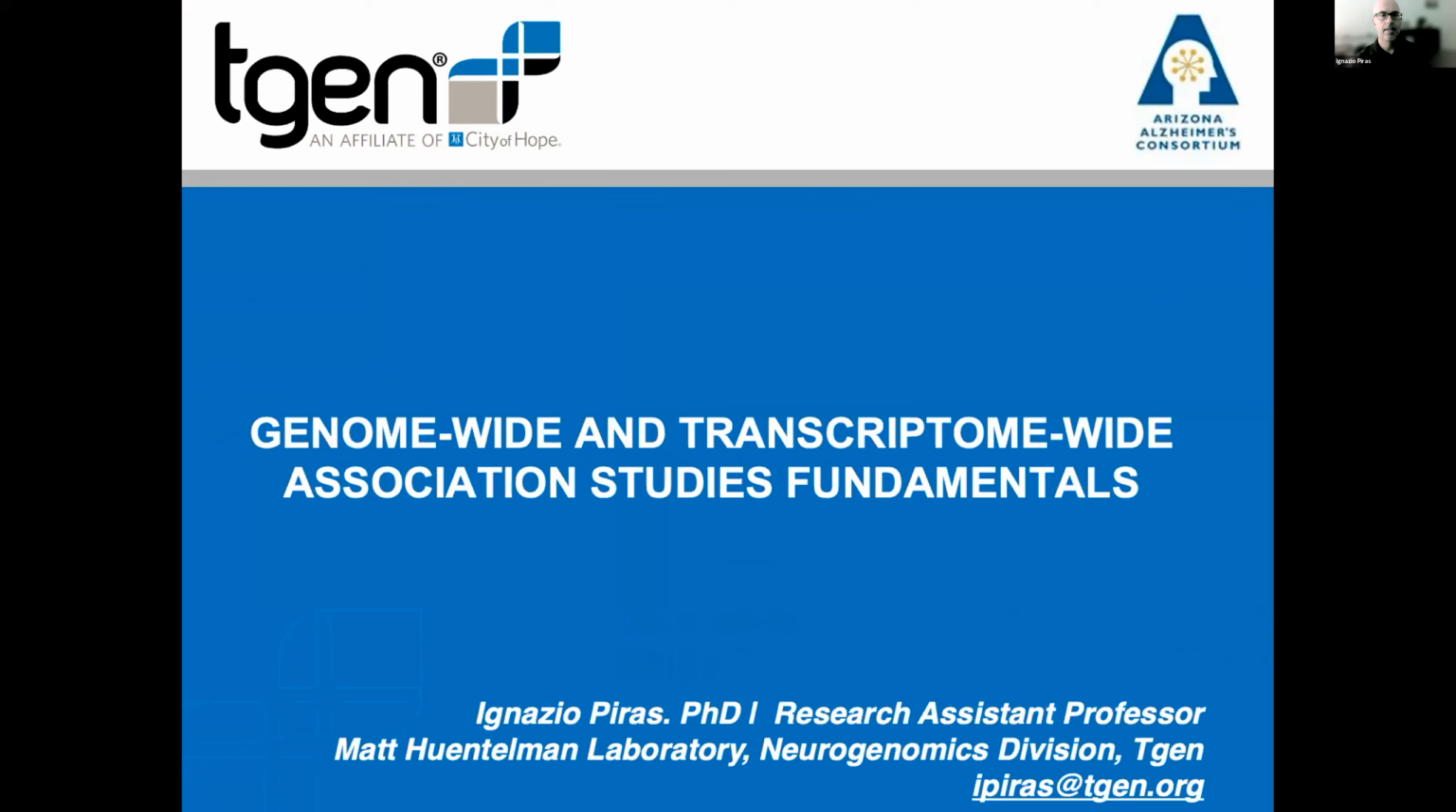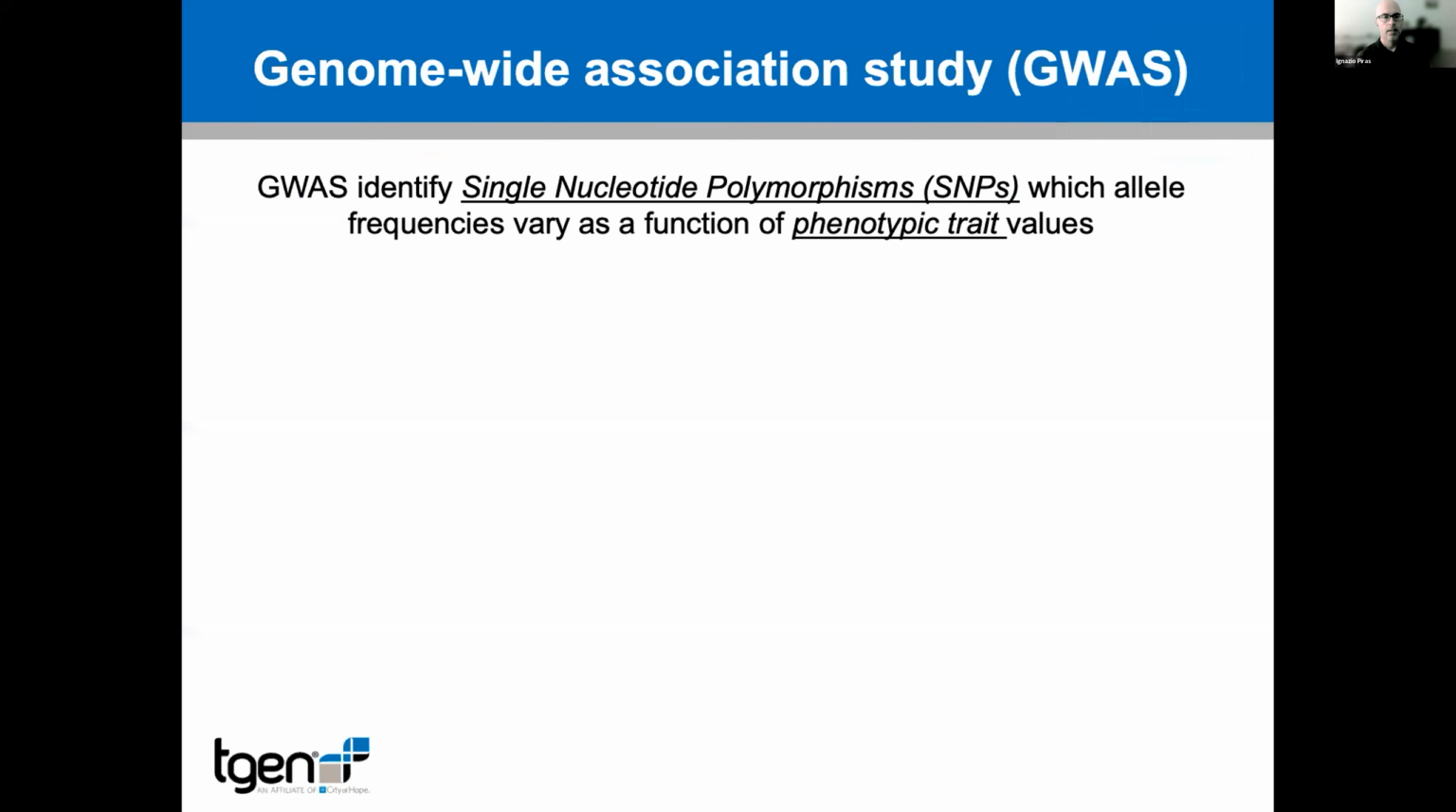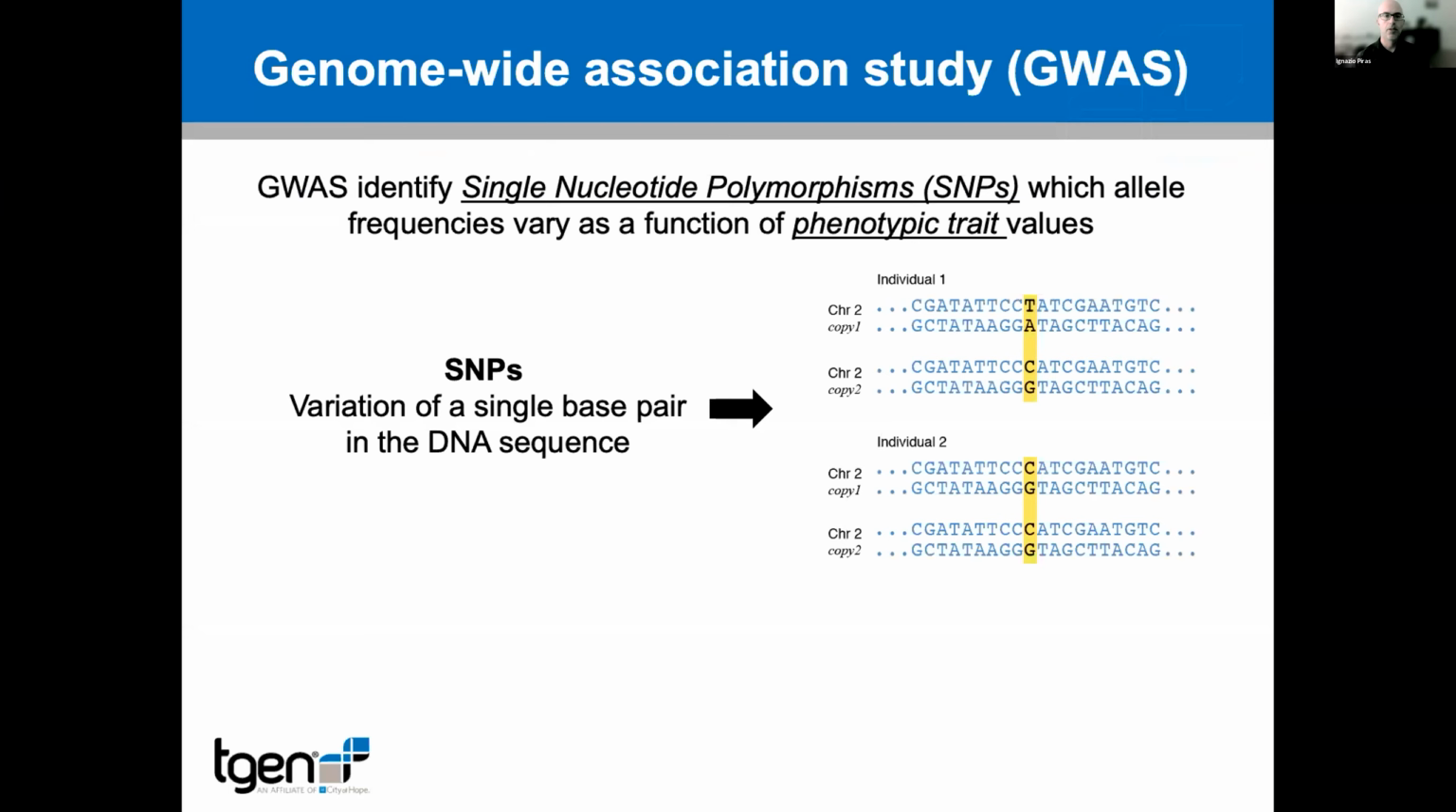So this presentation will be a quick overview about Genome-Wide and Transcriptome-Wide Association Studies. Basically, we start from a simple definition. A GWAS identifies single nucleotide polymorphisms whose allele frequency varies as a function of phenotypic trait values. So we need SNPs to run a GWAS. Of course, the term genome-wide means we need several of these. Usually a GWAS is conducted using millions of variations. And a SNP is a variation of a single base pair in the DNA sequence.